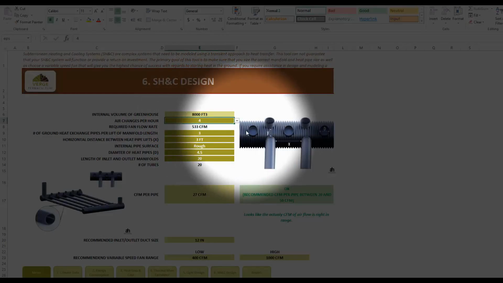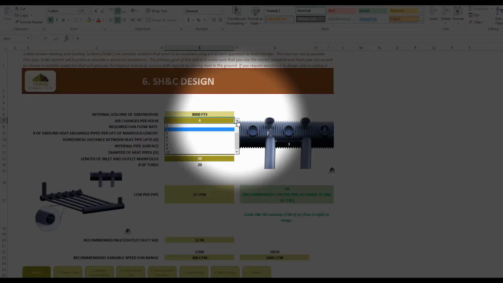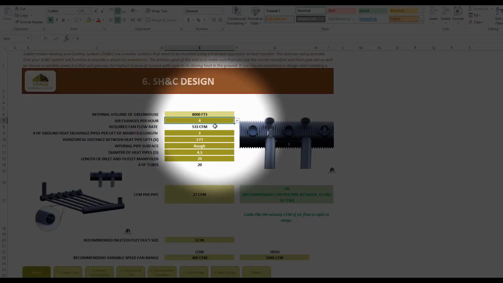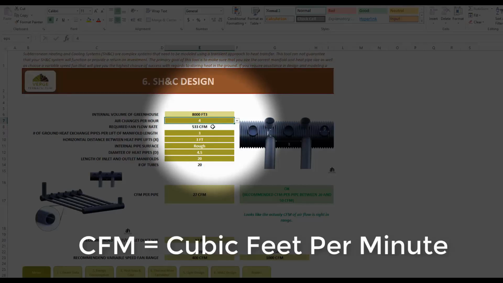The next cell you're going to enter is the number of air changes per hour that you expect to push through this system. The rules of thumb that I have found over the website and with other systems that we've directly and indirectly worked with have been between 4 and 10 air changes per hour. I recommend starting at 4 air changes per hour and trying different airflows with different system orientations. 4 air changes per hour in this particular greenhouse is going to mean a fan that's operating at 533 CFM.